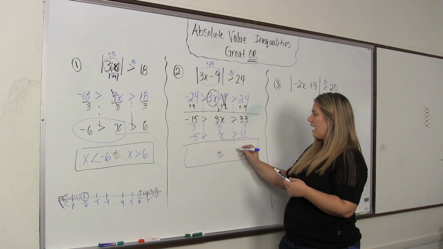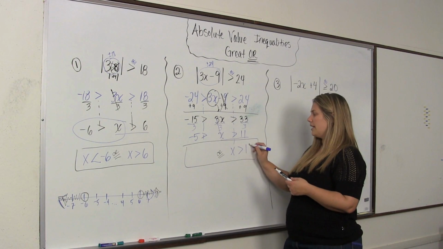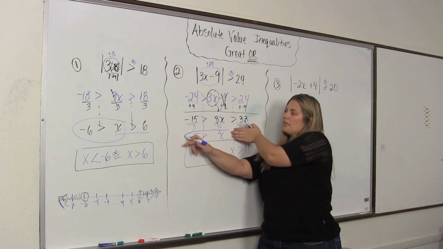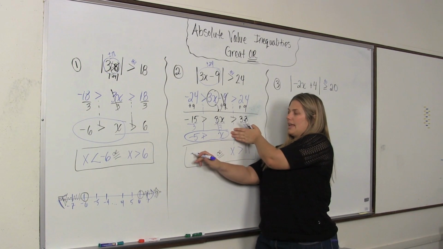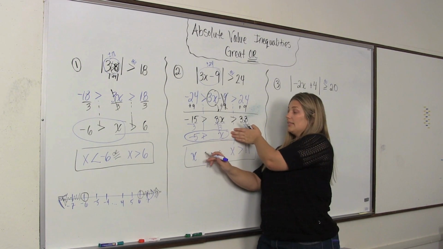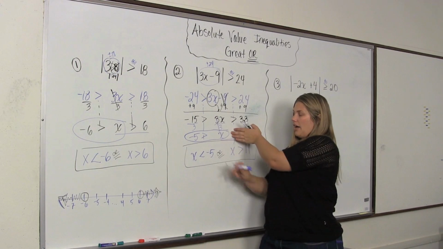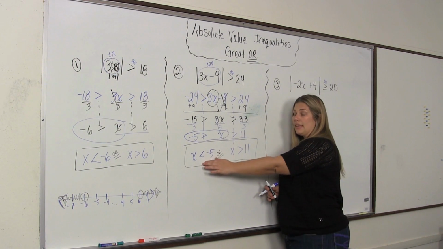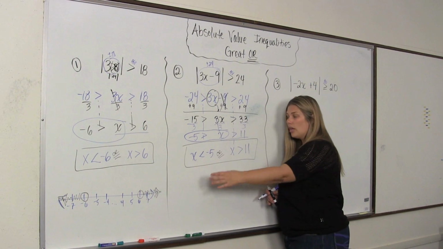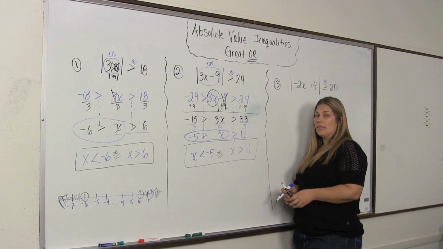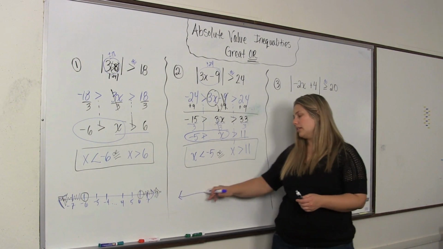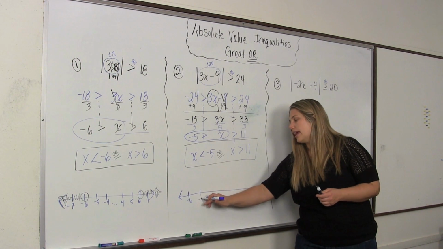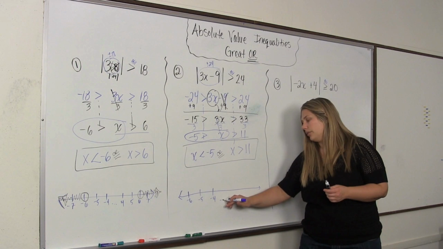So over here I have x is greater than 11. But if I cover up this side, the other inequality on this side is saying x is less than negative 5. So my final answer is x can be anything less than negative 5, or x can be anything greater than 11. So to represent that on the number line, I would need negative 6, negative 5, negative 4.